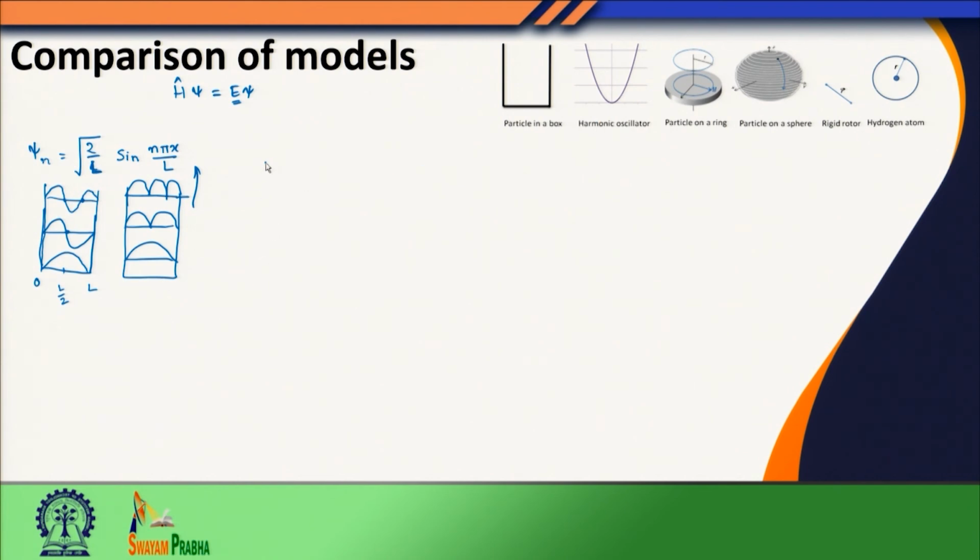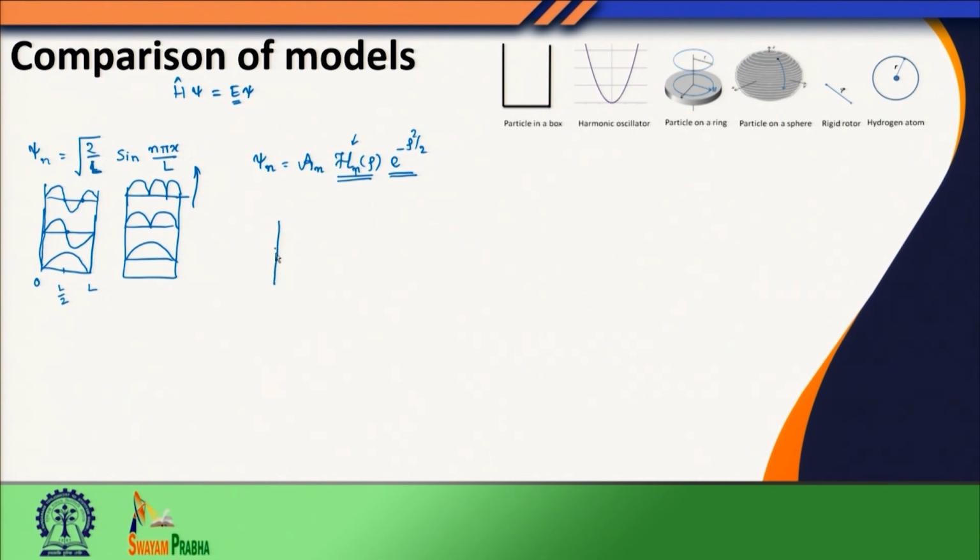Coming to the harmonic oscillator problem, the solution to this problem was psi n, given by a normalization constant multiplied by a Hermite polynomial of nth order and multiplied by e to the power minus rho square by 2. This Gaussian function is multiplied by a Hermite polynomial of different orders; for example, H0, the 0th order Hermite polynomial, is simply 1, and the first order is 2x or 2 rho. So, therefore, this is a polynomial and this is a Gaussian function.